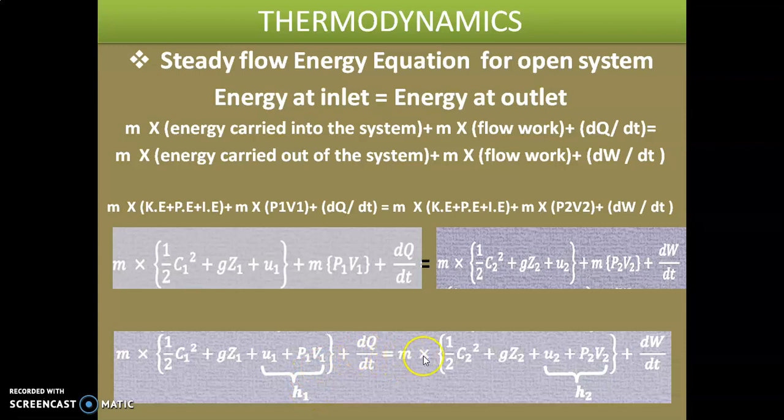That is equal to m into half c2 square, gz2, plus u2 plus p2 v2. Here u2 plus p2 v2 is nothing but specific enthalpy at outlet, plus work done by the system dW by dt. See here, in place of u1 plus p1 v1 we can write h1. In place of u2 plus p2 v2 we can write h2. So finally this equation will become like this.